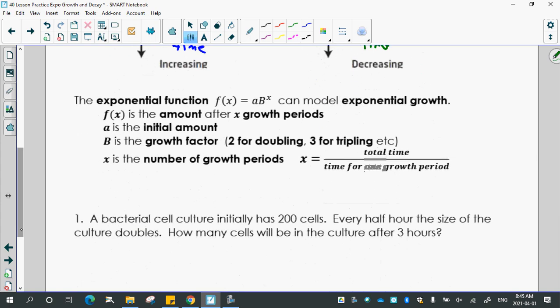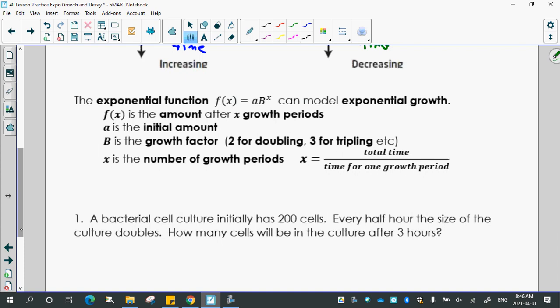All right, the exponential function f at x equals a times b to the x can model exponential growth. So here's the different pieces you need to know. F at x is the amount after x growth periods. Okay? A is the initial amount. B is the growth factor, so it's the base of the exponent. If you're doubling, it would be a 2, because you double every growth period. If you're tripling, it would be 3, because you're tripling every growth period.